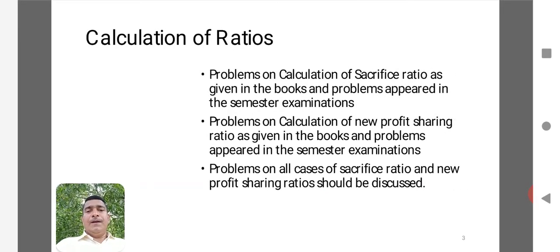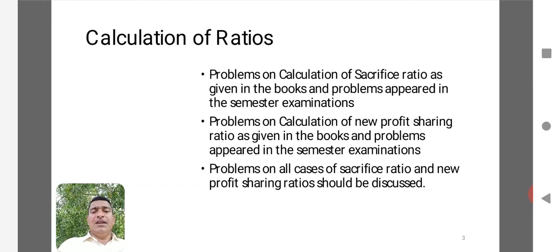Now, the problems on calculation of sacrifice ratio that are given in the books or that appear in the examination need to be solved, and you have to understand the different cases under which sacrifice ratio will be calculated, and you should also know the different cases under which the new profit sharing ratio should be used. Usually in the examination, a full problem will come. In that full problem, they may have any case of sacrifice ratio or any case applicable to the new profit sharing ratio. There is nothing like only one method of sacrifice ratio or one method of calculation of new ratio will come. It is left to the discretion of the paper setter.